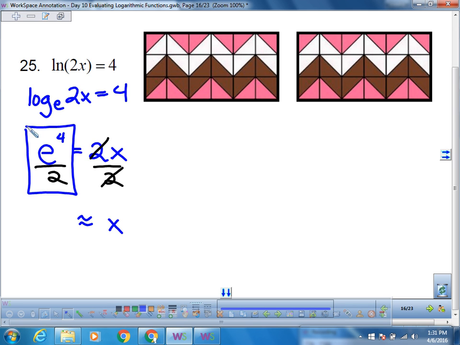It says E. So if we put that in, we're going to put e to the 4th, close parentheses, and then you're going to divide by 2. And you should get, we're going to go to 2 decimal places, 27.29, but then it's 9, so it changes this to a 0 and this to a 3.